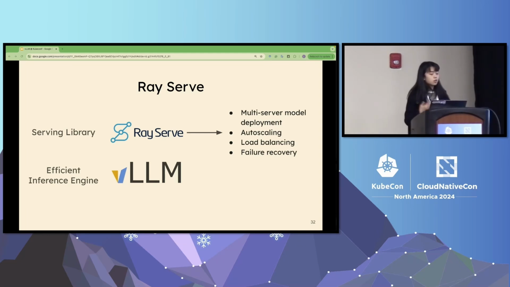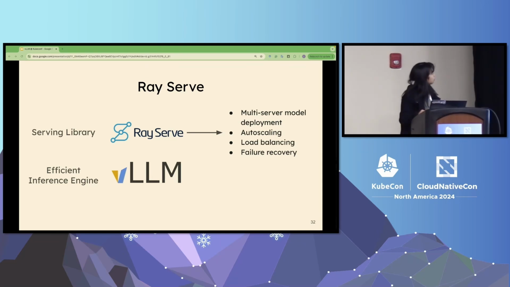And second, it can do auto-scaling. Ray Serve automatically adjusts the number of instances based on the traffic. It will scale up during high demand and scale down during low demand. It also does load balancing, right? It will evenly distribute the requests across available servers, maximizing performance. And lastly, it can do failure recovery. It includes some built-in failure recovery mechanisms to ensure model availability and resilience.